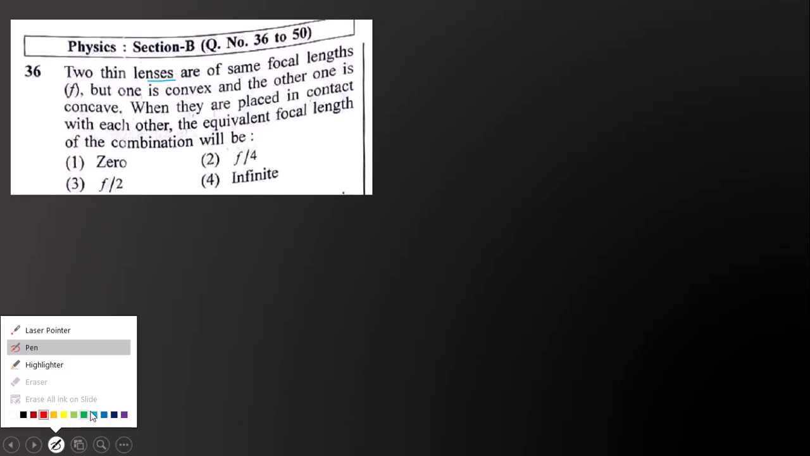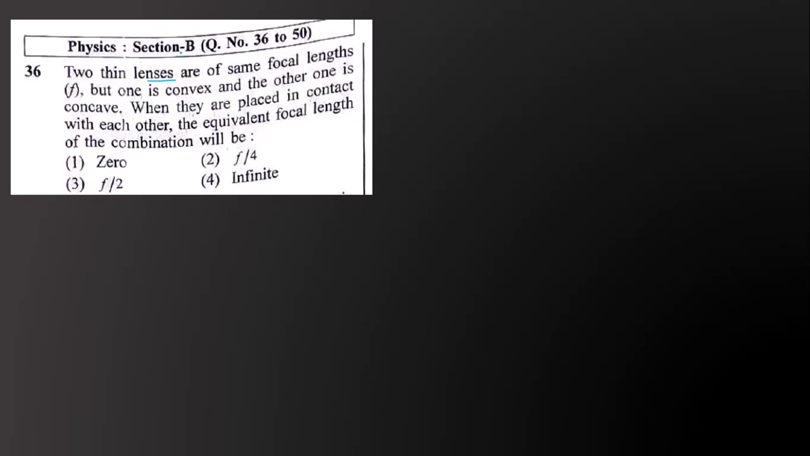Okay, so this question of section B mentions that there are two thin lenses of same focal length f, but one is convex and another one is concave. When they are placed in contact with each other, the equivalent focal length of the combination will be equal to what? We know that the convex lens is a converging lens and concave lens is a diverging lens. Why? Because their refractive indexes are more than the outside medium.